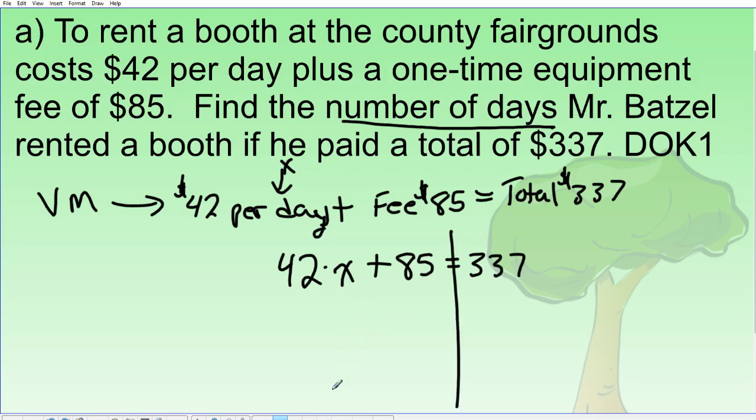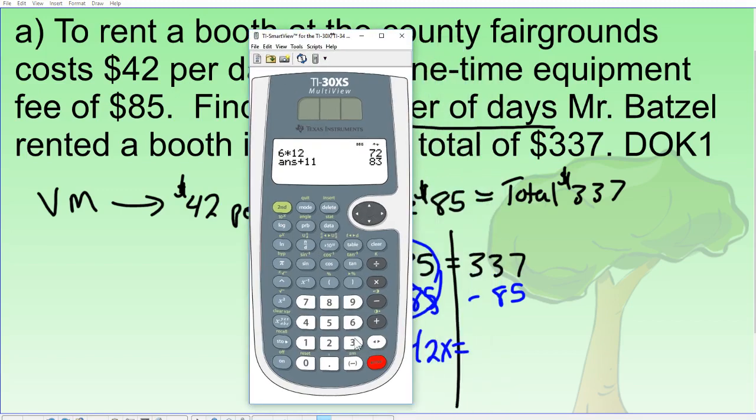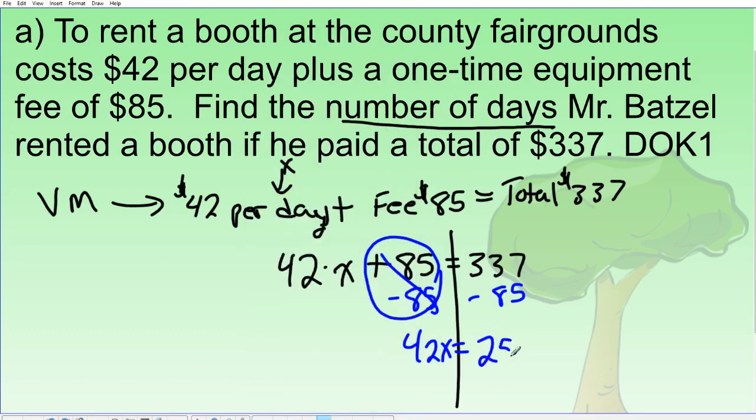Now we solve. There's no parentheses, there's no combining like terms. Get rid of my add and subtract. Subtract 85 on both sides. These cancel, giving me 42x equals 337 minus 85. 337 minus 85 is 252.